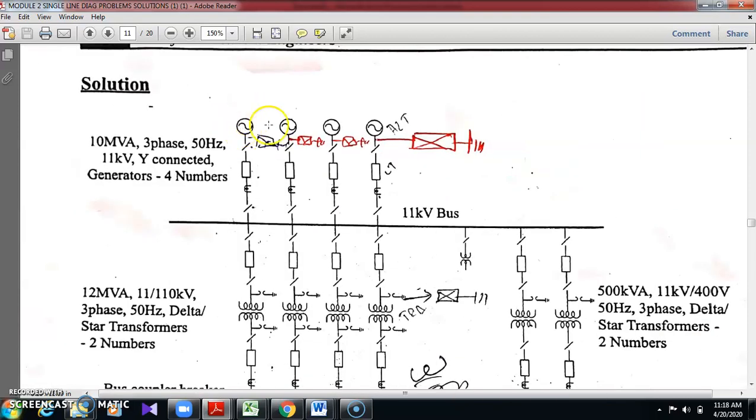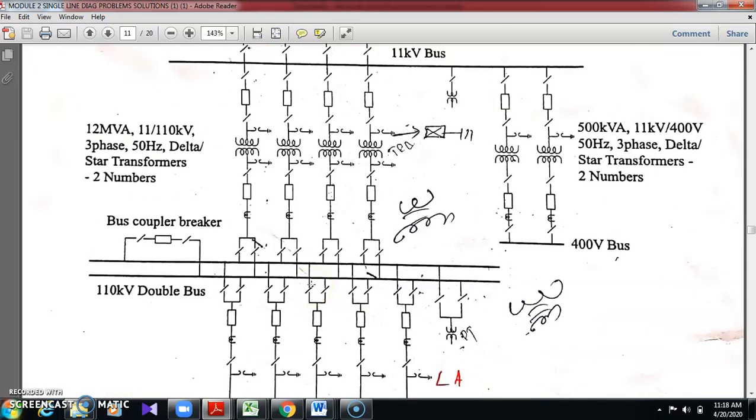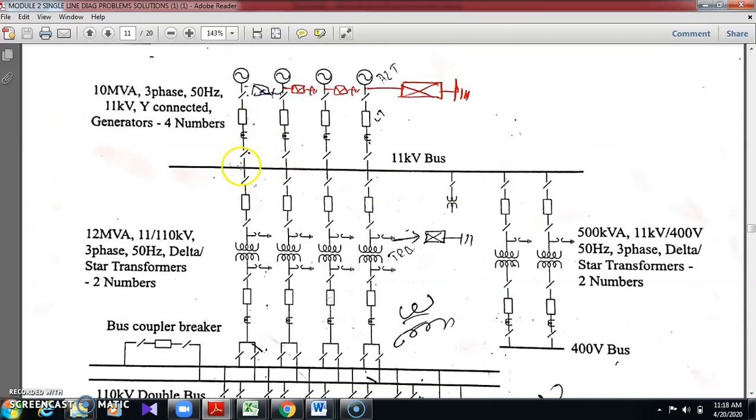For the incoming line, you have to follow the same procedure. Incoming lightning arrestor you have to give. Isolator, circuit breaker, isolator, and CT you have to give after the circuit breaker. And one thing in AutoCAD, only one full section you have to draw from here to here. The remaining you just copy paste. Then the same thing, copy paste below.